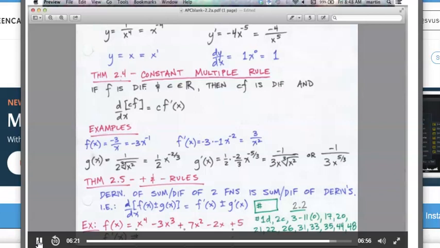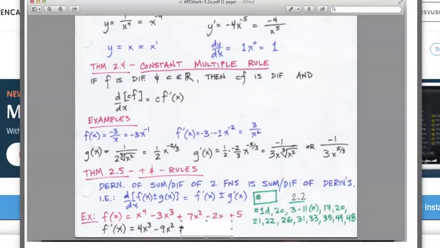Differentiate each term separately. The first one becomes 4x cubed. The next one becomes what? Negative 9x squared. The next one becomes 14x. The next one becomes, be careful, the negative 2 stays in front. That's x to the 1. It comes in front. The slope of a negative 2x is just negative 2. So this just becomes minus 2.